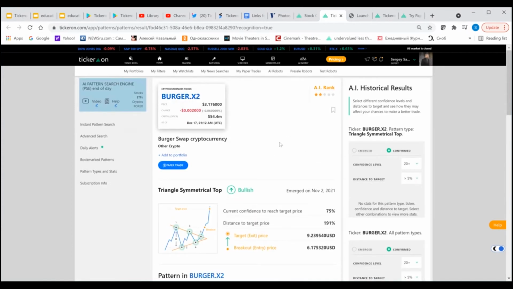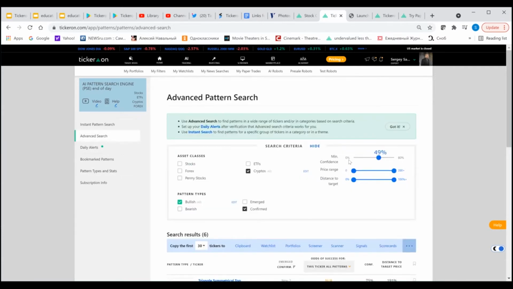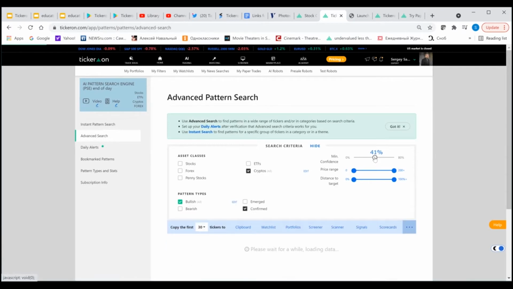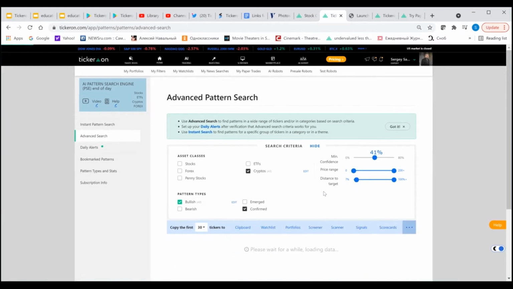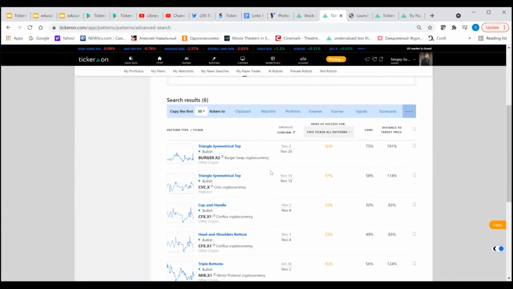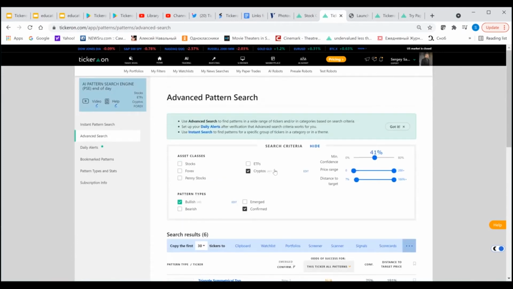To build your own robot, you work with the advanced search and set up the minimum confidence level, say 49%. If you need more patterns, want to trade more and take more risk, you decrease the confidence level. If your goal is more confidence, you increase it. Then there's the price range and distance to target. If you say you need at least 7%, it's going to give you patterns with at least a 7% distance to target, so 7% is your target.